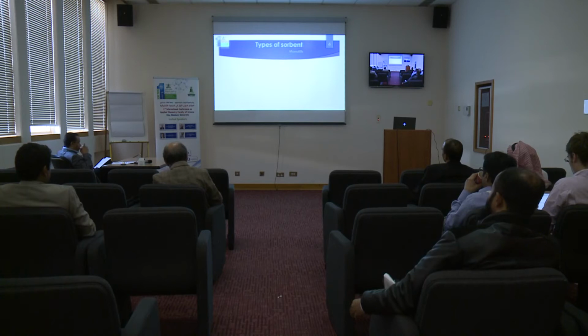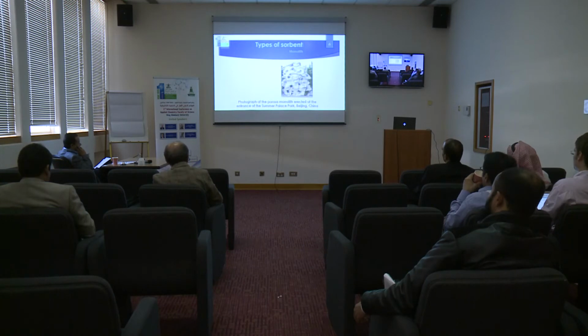Monolith. Monolith is a Greek word. Mono, which means one. Lithos, which means stone. That means one stone. As you can see here, a photograph of a porous monolith at the entrance of the Summer Palace Park in China. If you see that porous monolith, it is one single piece, has different sizes of pores, and it should have high surface area.